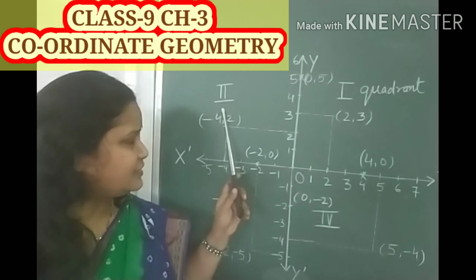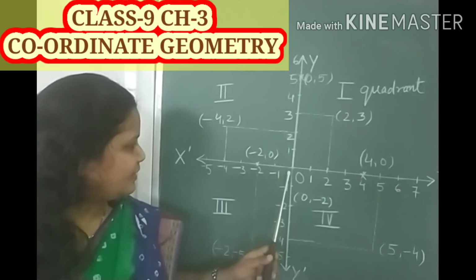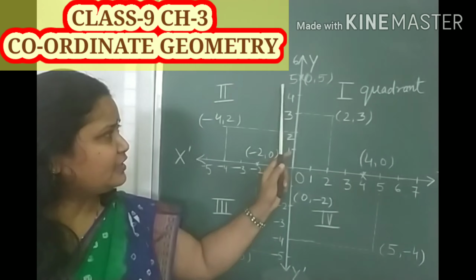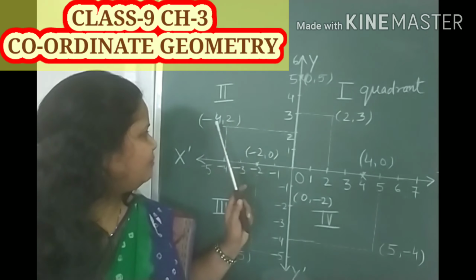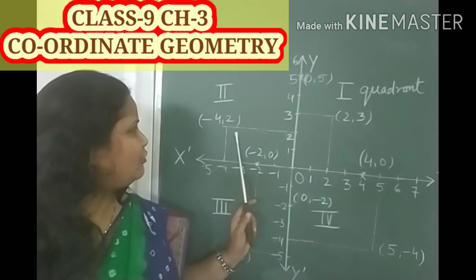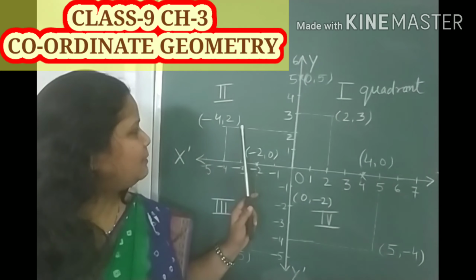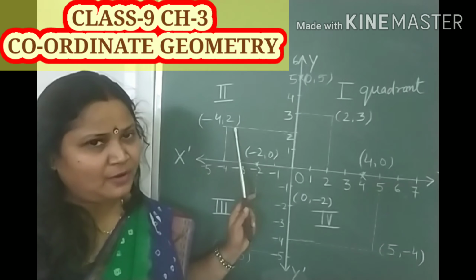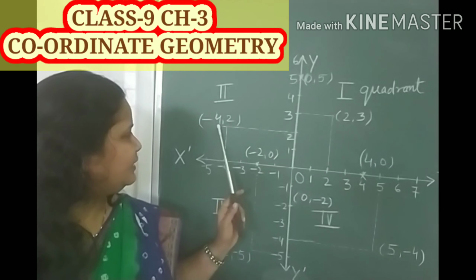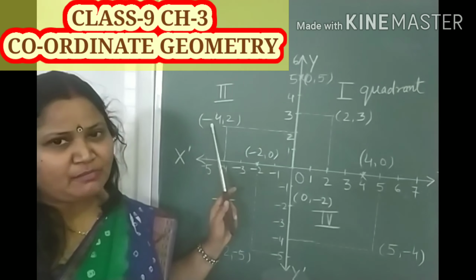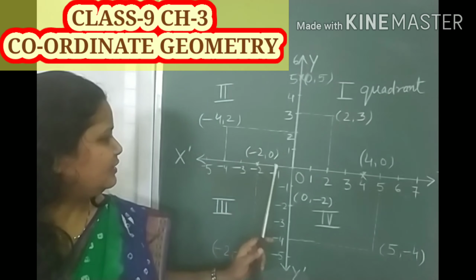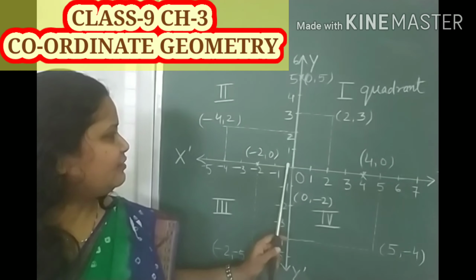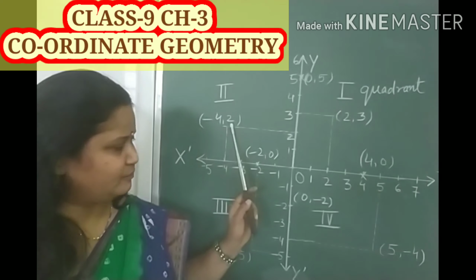Now children, we move to the second quadrant. In the second quadrant, as you can see here, the x coordinate is negative and the y coordinate is positive. So every point in this second quadrant is in the form of minus plus, meaning its x coordinate will be negative and y coordinate will be positive. As you can see here, the coordinates of this point are (-4, 2). Here the x coordinate is negative, -4, and the y coordinate is positive, +2.